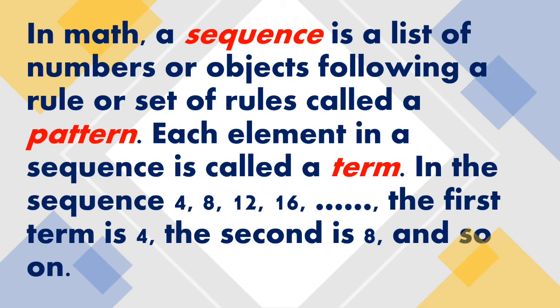In mathematics, a sequence is a list of numbers or objects following a rule or set of rules called a pattern. Each element in a sequence is called a term. In the first sequence, 4, 8, 12, 16, and so on, the first term is 4, the second is 8, and so on.